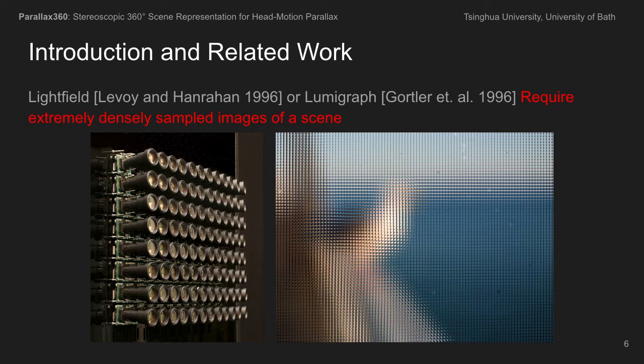On the other hand, scenes can be represented purely with images and without any geometric information, such as the light field or lumigraph, which are image-based rendering methods. These methods require extremely densely sampled images of a scene, which is impractical for a 360-degree scene. Thus, we need a method to handle outdoor scenes with distant objects and less densely sampled images, but still provide head motion parallax.